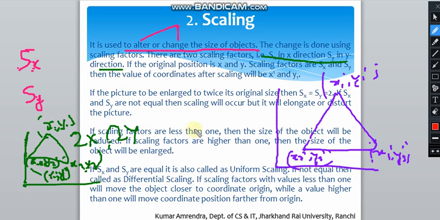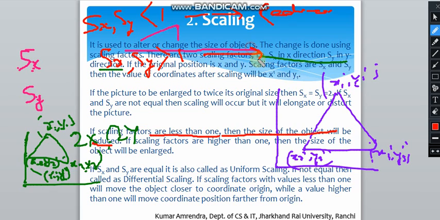So if the scaling factors are less than 1, then the size of the object will reduce. This is the important point: if the scaling factor is less than 1, that means Sx and Sy are less than 1, then the size will be reduced. And if Sx comma Sy is greater than 1, it will increase the size. And if Sx comma Sy is equal to 1, then the object will remain the same, because something multiplied with 1 gives the same. So if the scaling factors are higher than 1, then the size of the object will be enlarged.